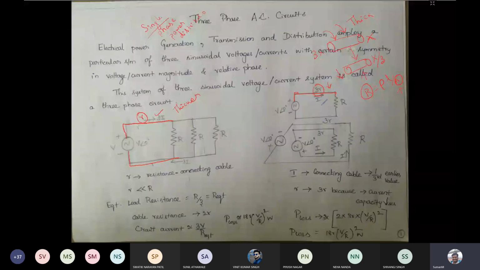Now what we are having is three sources with their individual loads, instead of having one source supplying the three loads. Now we have drawn it in this fashion, with three sources, and each source is supplying one separate load by itself. The cable which is connecting the source and the load is given by the resistance 3R. This is again the load resistance.